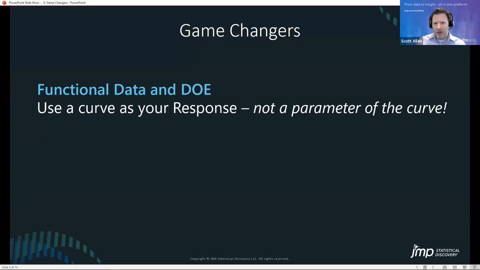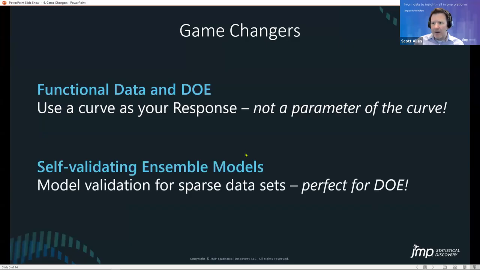So we'll use a curve as our response. We're not just going to use a scalar value like a yield or viscosity or something like that. We're going to optimize a curve response. And the other is self-validating ensemble models.